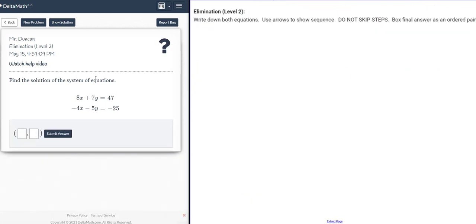Find the solution of the system of equations. Okay. So let's write down both equations. I've got 8x plus 7y equals 47. Underneath that, I have a negative 4x minus 5y is equal to a negative 25.